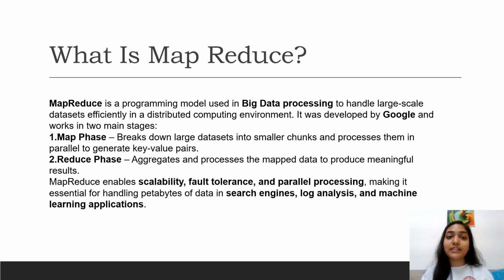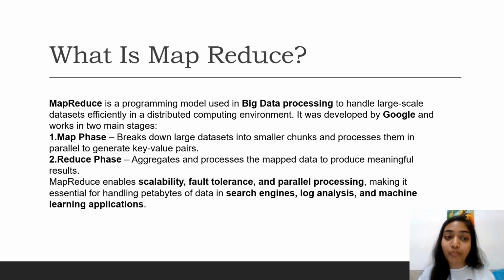So let's start with the topic MapReduce. What is MapReduce? The name suggests map and reduce. Data is first reduced in the form of a map by mapping it to a certain number. It is basically a programming model used in big data processing to handle large scale data sets efficiently in a distributed computing environment. It was developed by Google and works in two main stages. First is the map phase and the second is the reduce phase.